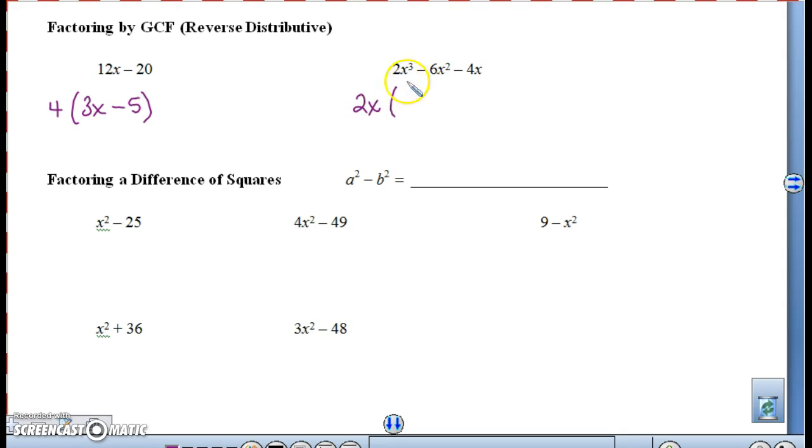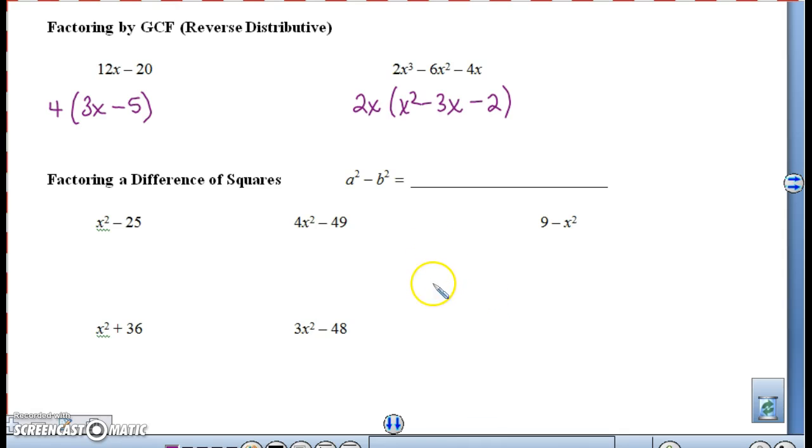Now, if I divide each term by 2x, 2x cubed divided by 2x is just x squared. Watch your multiplication rules. Negative 6x squared divided by 2x is negative 3x. And negative 4x divided by 2x is negative 2. So 2x times x squared minus 3x minus 2. If you're not sure if it's right, re-multiply it and make sure your exponents work. So that's reverse distributive.